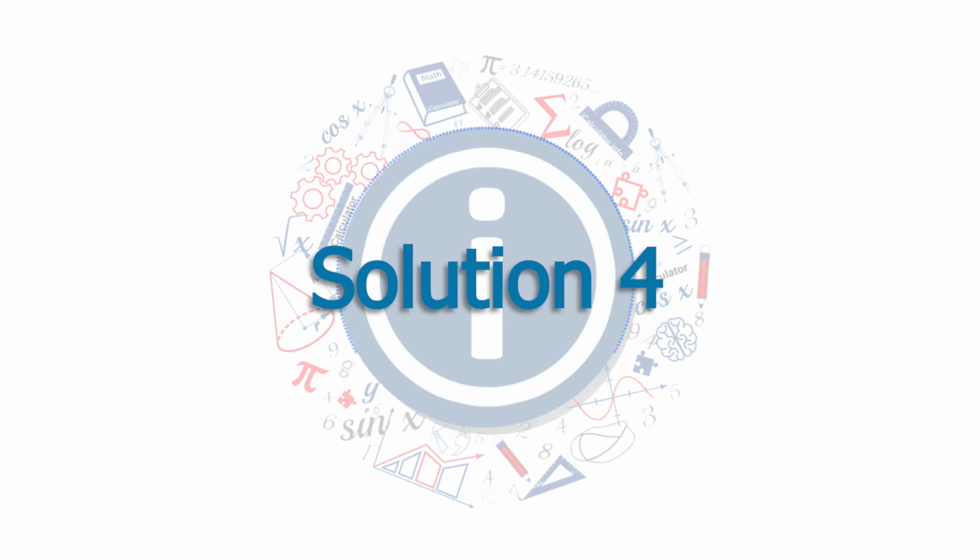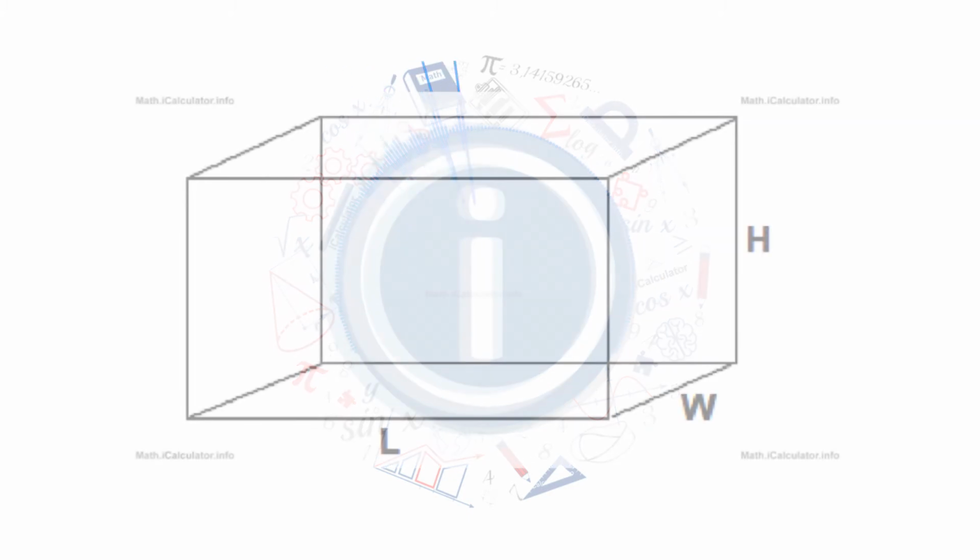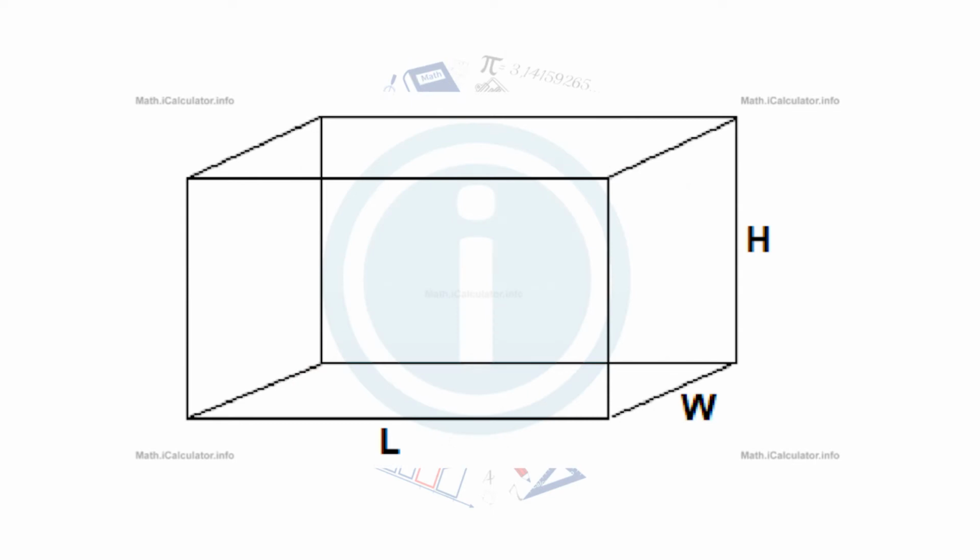Solution 4. It is clear that all dimensions are rounded to the nearest meter. Thus, the values of lower bounds are L min equals 5.5 meters, W equals 4.5 meters, and H equals 3.5 meters, where L, W and H stand for length, width and height respectively. On the other hand, the maximum values for these dimensions are L equals 6.4 meters, W equals 5.4 meters and H equals 4.4 meters.